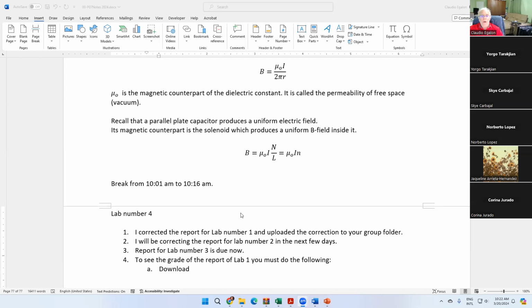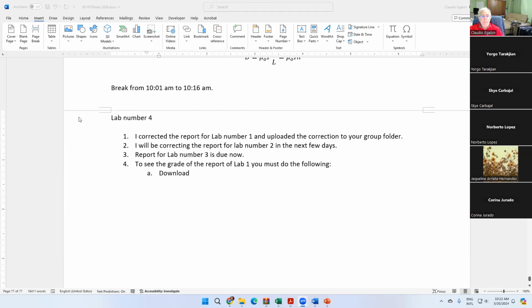Here you go. Lab number 4. But before we get into lab number 4, I was saying that I corrected the report for lab number 1 and uploaded the correction to your group folder. I'll be correcting the report for lab number 2 in the next few days. The report for lab number 3 is due now. To see the grade of the report of lab 1, you must do the following. Go to your group folder.